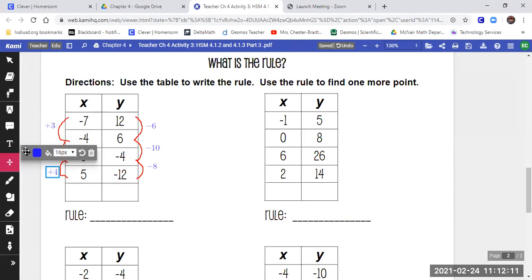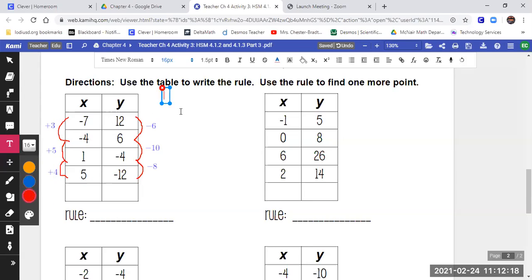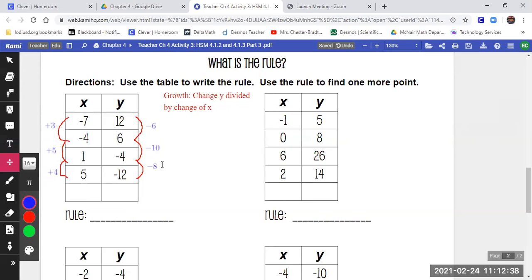Everybody clear so far? So we need to go find our growth now. Growth is the change of y divided by change of x for each one. So we're going to go check each one. They all have to come out to be the same, even though these are not the same numbers. We have to go check if they all come out to be the same answer.